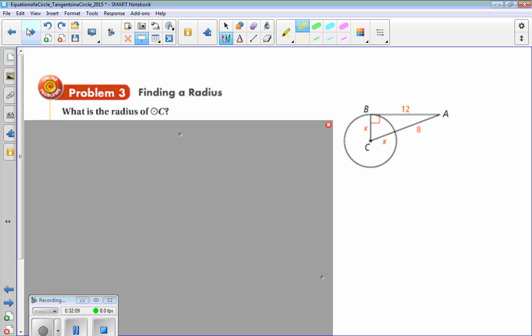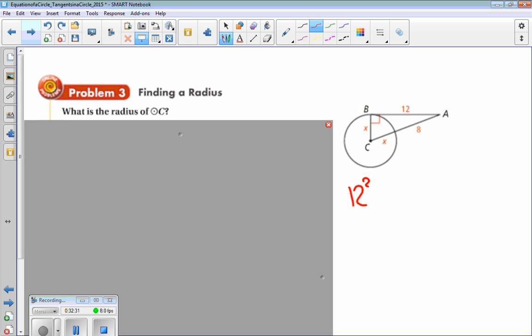Would you agree? Think about right triangles, back when we did right triangles. When we only dealt with sides, what kind of thing did we use? The Pythagorean theorem. That's right. So we're going to use the Pythagorean theorem here. I agree. But let me set the Pythagorean theorem up, and then we'll finish it next class. Tell me what I'm going to write.